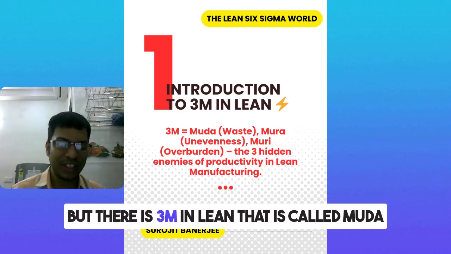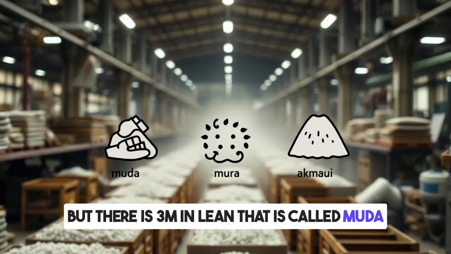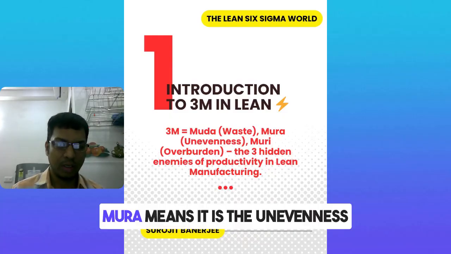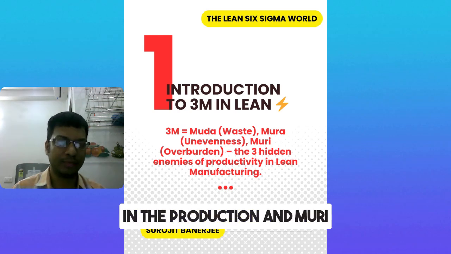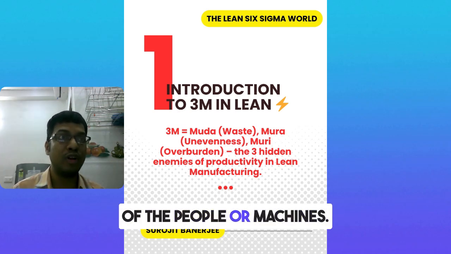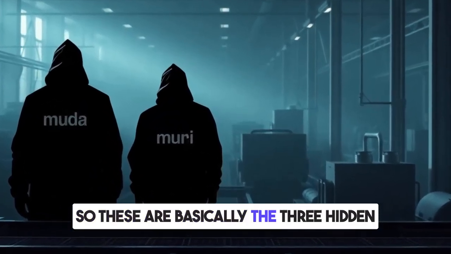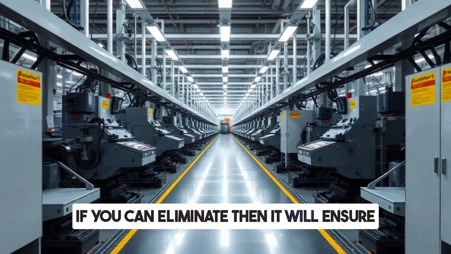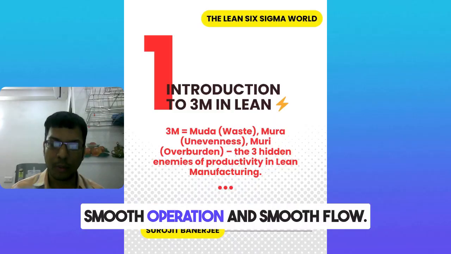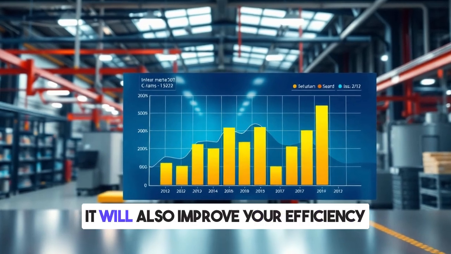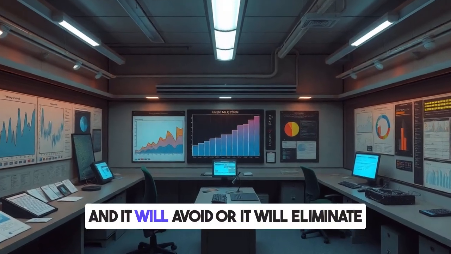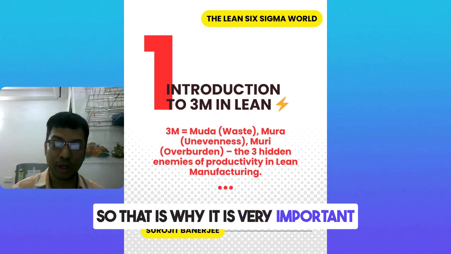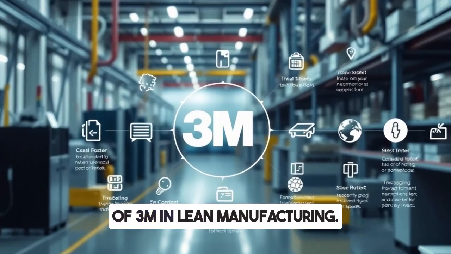3M is nothing but there are three M's in lean, that are called Muda, Mura and Muri. Muda means it is the pure waste. Mura means it is the unevenness in the production, and Muri means it is the overburdening of the people or machines. So these are basically the three hidden enemies in the production line, which if you can eliminate, then it will ensure smooth operation and smooth flow. It will also improve your efficiency, and it will eliminate the inefficiency in the production line. So that is why it is very important to understand the concept of 3M in lean manufacturing.